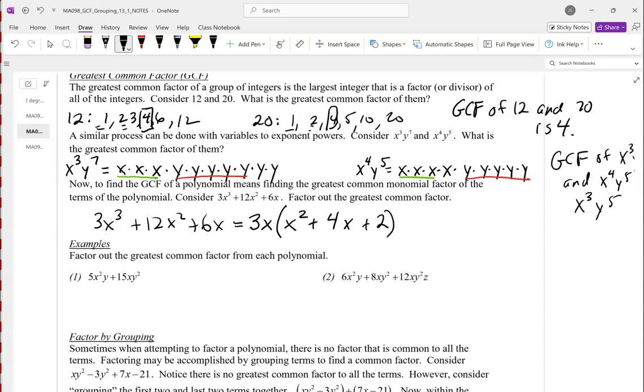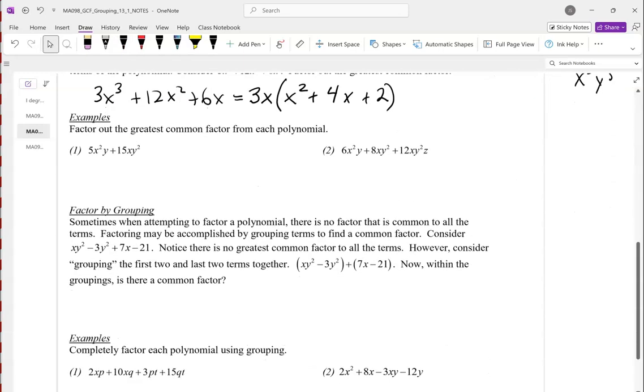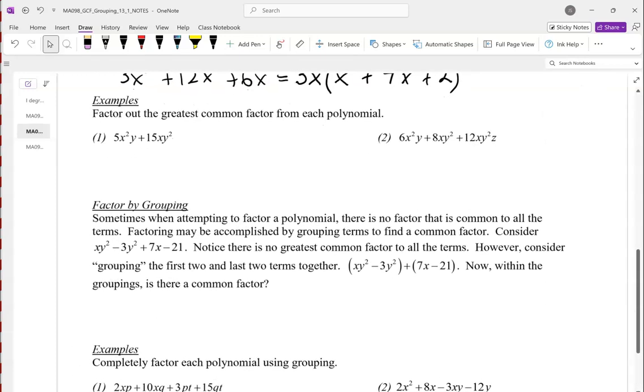Questions on that one? All right. Let's look at the next one. It asks us to factor out the GCF for each of them. Again, I always look at the coefficients and then the variables. Do it in stages. I look at the 5 and the 15. What do the 5 and 15 have in common? A 5, good.